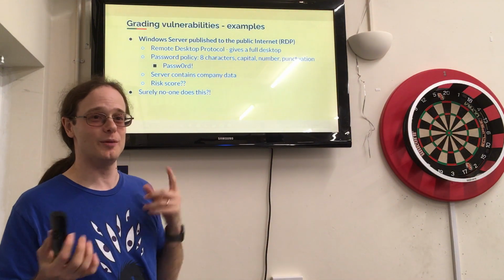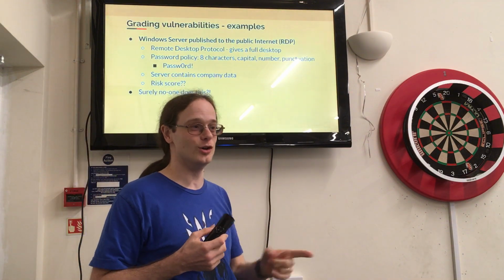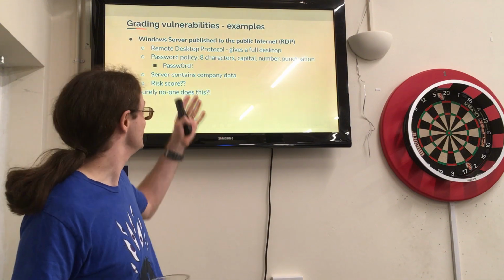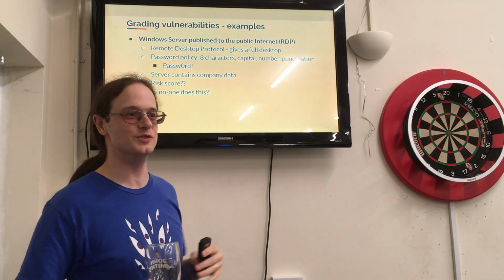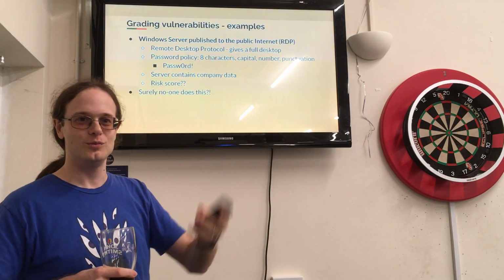So what do we think about that? How would we grade that? The server's got company data on it. It's not just a database of fluffy cats. Where would you put the severity for that? Don't worry about the numbers, but in terms of like critical, high, medium, low, don't care, where do you want to put it?